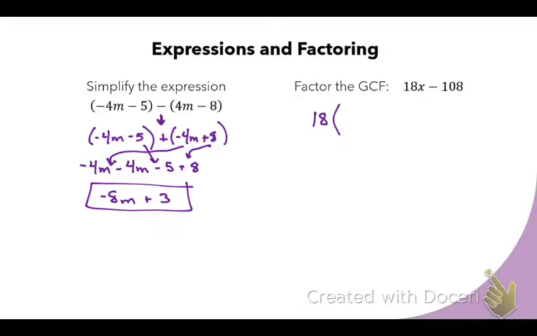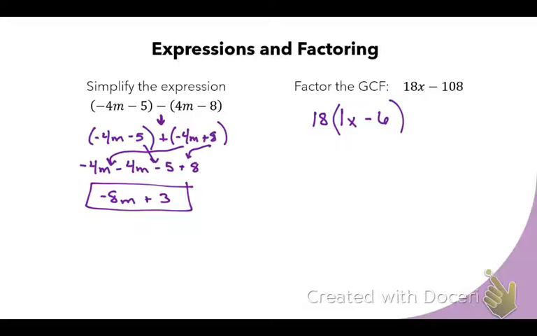Does everybody see how I did that? I took the smaller of the two, which was 18, and said, is that number divisible? And it was. So now, how do I figure out what's left inside of the parentheses? I divide the original by the number that I factored out. What's 18 divided by 18? 1, and then you have the x. Now you've got to remember your signs. What's negative 108 divided by 18? Okay, negative 6. So this is the factor.